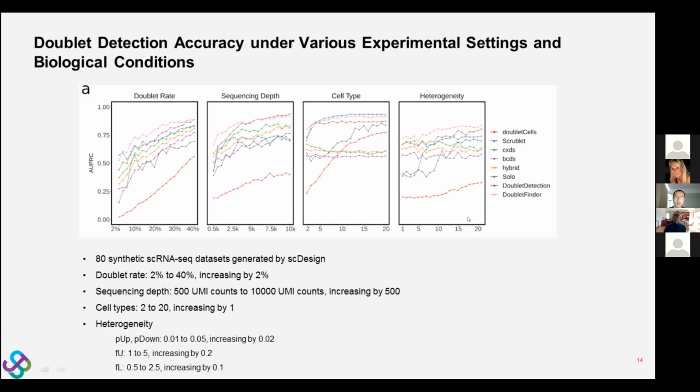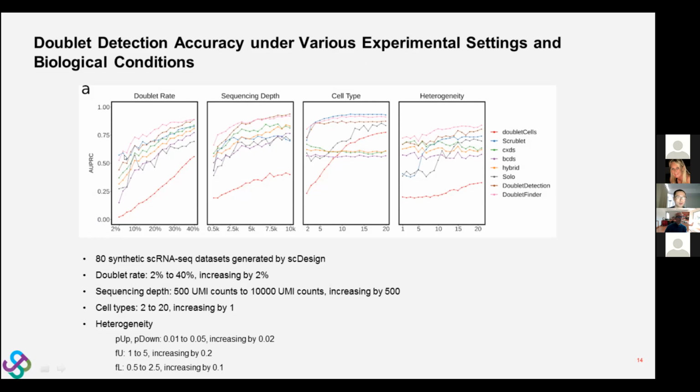We found that with higher doublet rates, higher sequencing depth, more cell types, and a high degree of heterogeneity, in general, all the methods perform better. The y-axis is AUROC to measure their overall performance. As you can see here, if you have more doublets, it benefits the performance of all the methods.